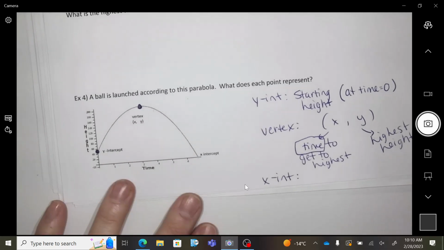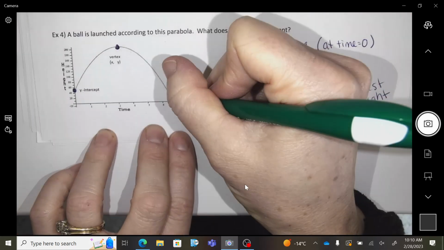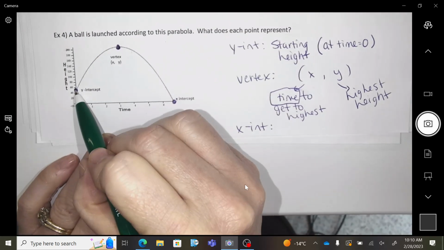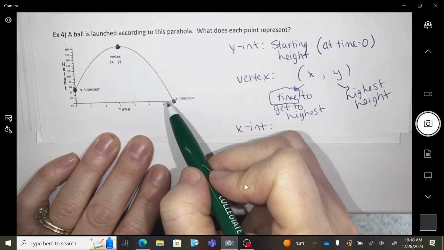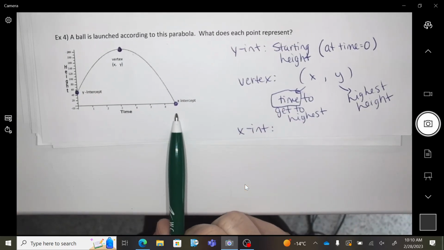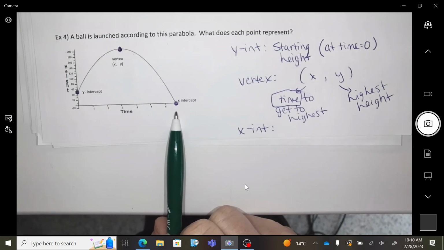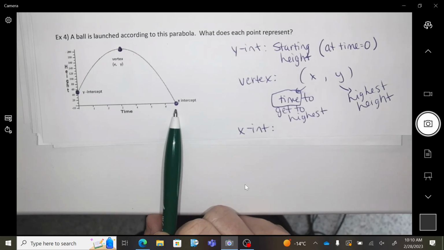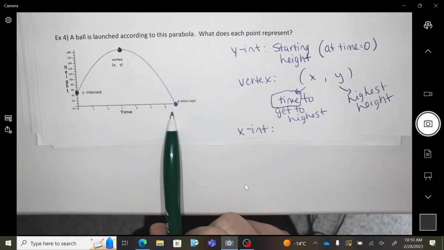And what does the x-intercept mean? So think about that ball. We threw it, it went up, it fell, and then what happened right here? It stopped because it did what? Hit the ground. Because what is the y here? 0. The height is 0. So therefore it's hitting the ground.